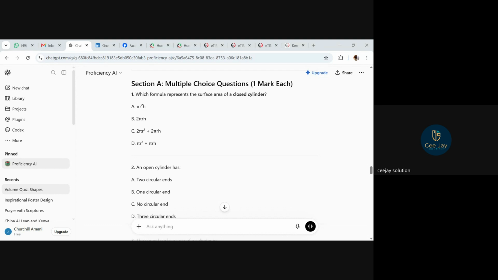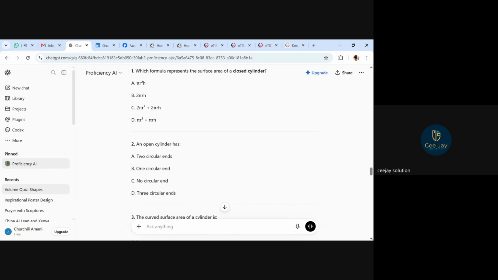We go now to question 2. An open cylinder has A, 2 circular ends, B, 1 circular end, C, no circular end, D, 3 circular ends. I see answers from Joshua, Elizabeth, Damaris, Ruth.